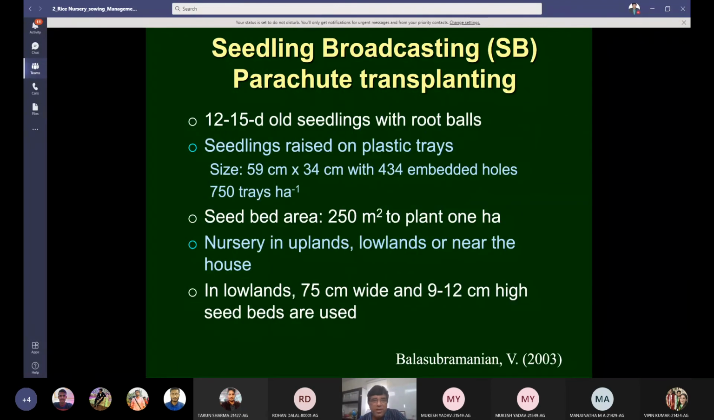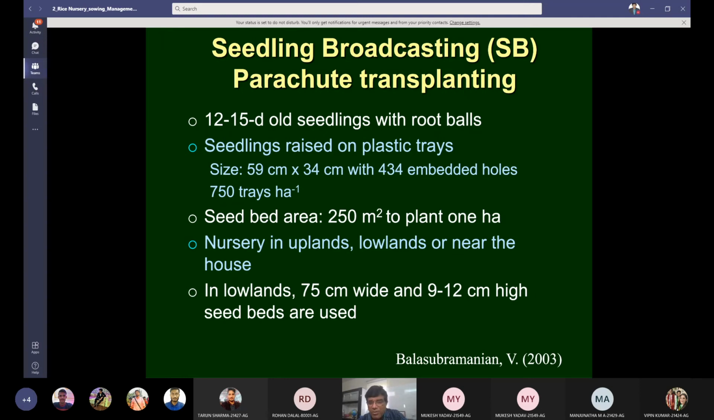Parachute transplanting uses 12 to 15-day-old seedlings with root balls. Root balls means soil is there in the roots. Seedlings are raised on plastic trays. Size is 59 centimeter by 34 centimeter with 434 embedded holes. You can take any size, it does not matter. You just need to prepare seedlings in the holes. And seed bed area is 250 square meters to plant 1 hectare.